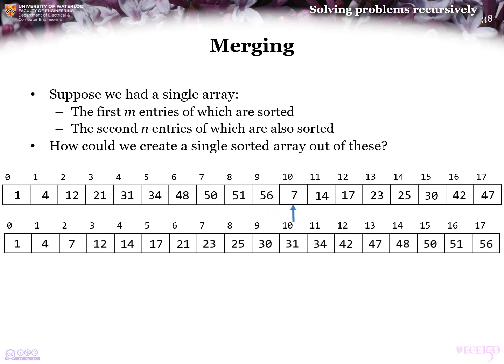And now we are finished. We have created a single sorted list from an array that was previously split into two sorted lists.